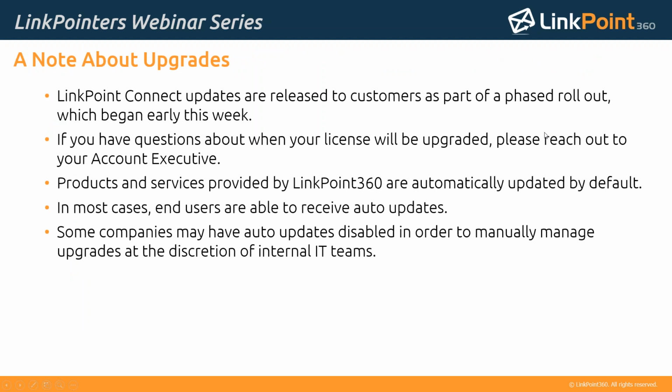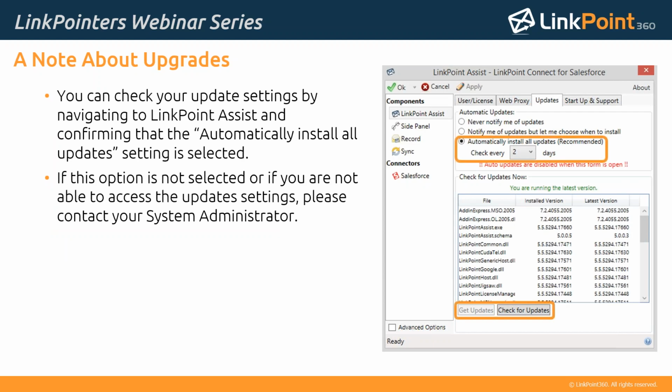Before we dive into today's content, I'd like to share a few notes about LinkPoint Connect software upgrades. Products and services provided by LinkPoint 360 are automatically updated by default. In most cases, end users are able to receive these auto updates. Some companies may have auto updates disabled by default in order to manually manage upgrades at the discretion of your internal IT team. You can check your update settings by navigating to LinkPoint Assist and confirming that the Automatically Install Update setting is selected. If this option is not selected, or you're not able to access the update settings, please contact your system administrator.